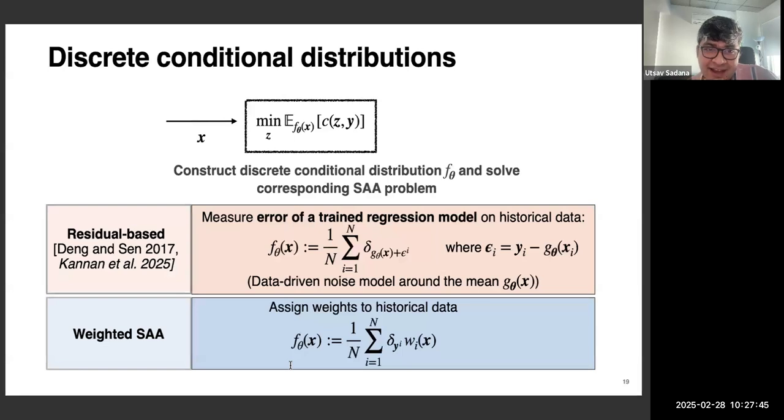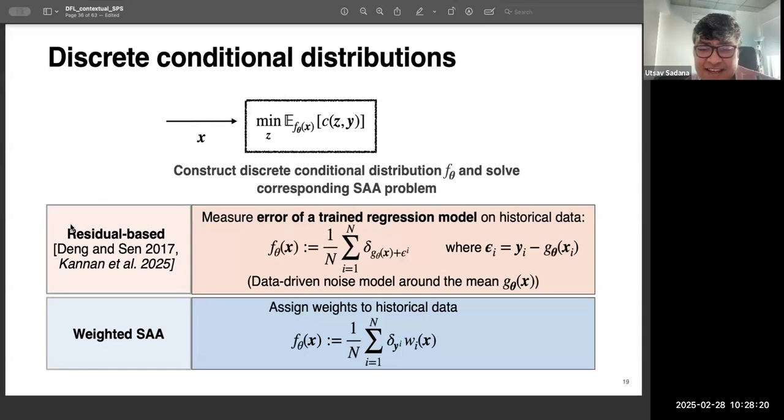Now, in a stochastic optimization problem, we like to do SAA, right? So what you can do is, for every covariate that arrives, you want to solve this stochastic optimization problem. You want to find a z that minimizes this conditional expectation. Now the goal is how to construct this f theta, right? What is done in the literature is to assume that this f theta is a discrete conditional distribution, and there are different approaches.